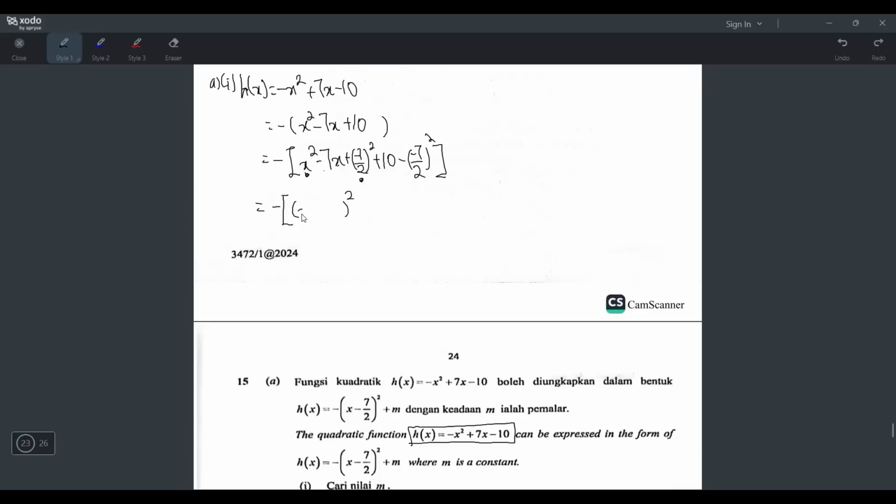So x is squared, so write x inside. And then this one, who is squared? Negative 7 over 2. But negative 7 cannot be divided by 2, so just write negative 7 over 2. And then the square no need to write already. The square I already wrote outside like this. And then plus 10. So I also write plus 10.